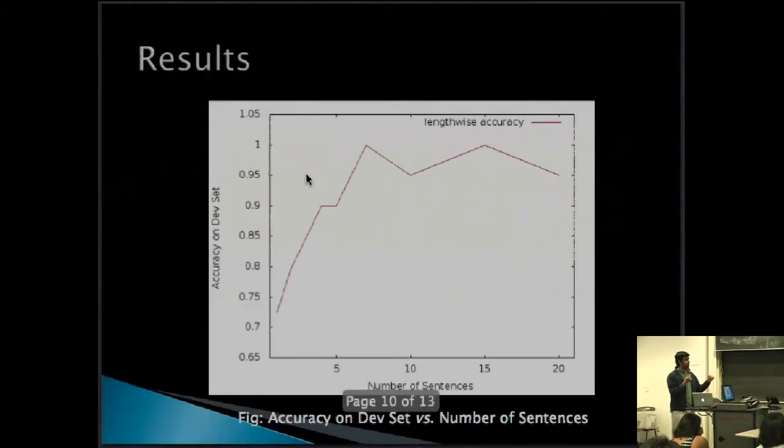In an analysis of accuracy versus document length, you see that, again, you don't do really well on the very, very short articles. But by the time you come to a document of 4 or 5 sentences, you're already doing at about 90%, which is sort of nice to see.